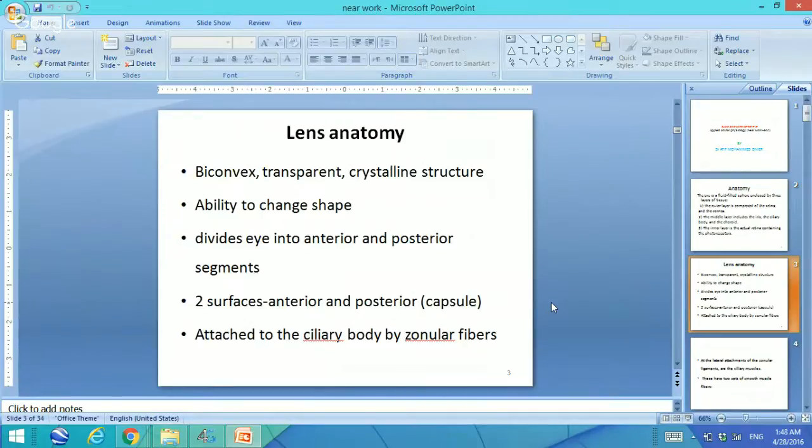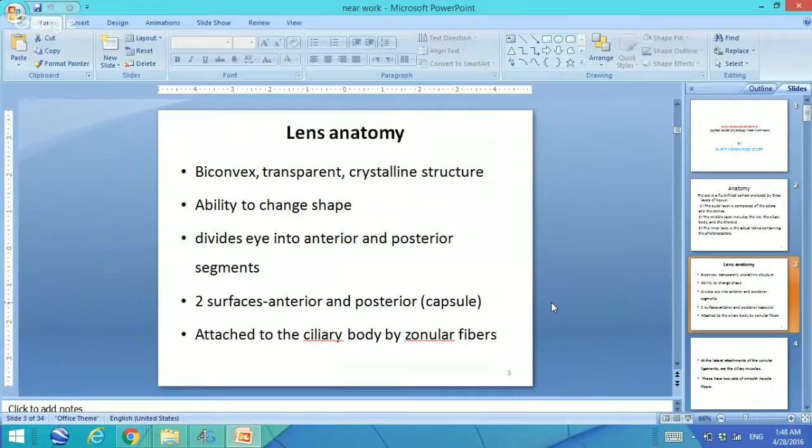Inside this, there is the lens, which is a biconvex, transparent, crystalline structure that has the ability to change its shape. The lens divides this globe into two cavities or segments, anterior and posterior segment. The lens consists of two surfaces, the anterior capsule and the posterior capsule.